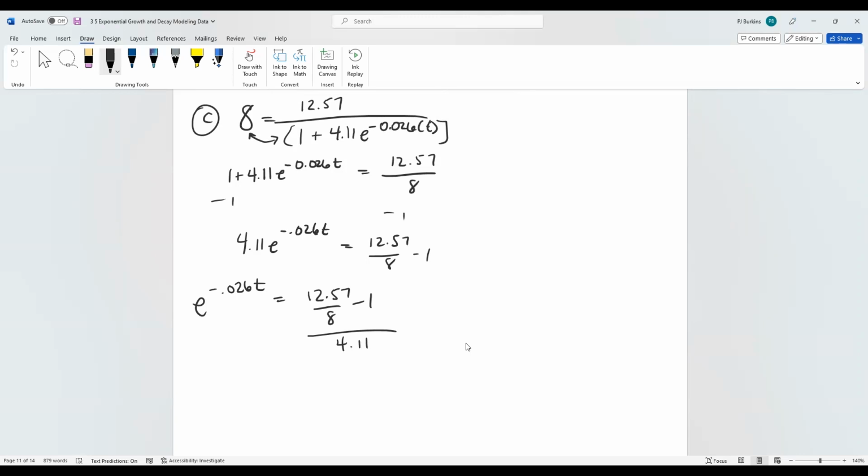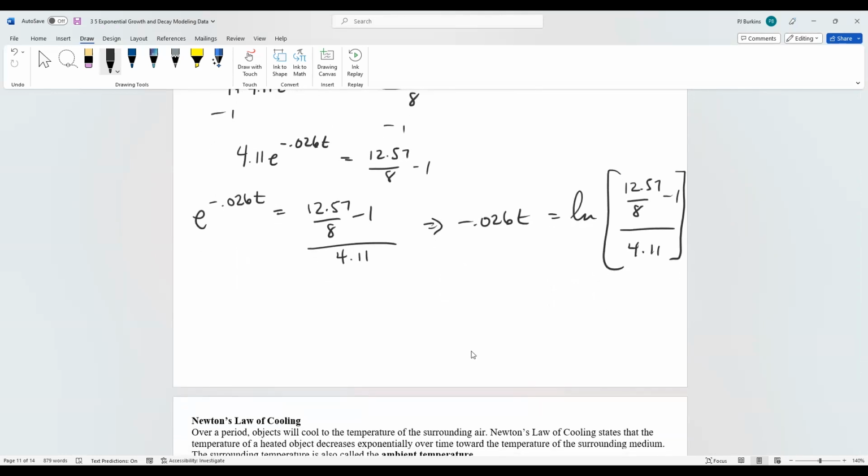So now I'm here. We know that to get rid of the e, I've got to take the log of both sides, and so I get this. And the last step is to divide by negative 0.026. And so t is equal to 1 over negative 0.026 times the natural log of 12.57 over 8 minus 1, all over 4.11.